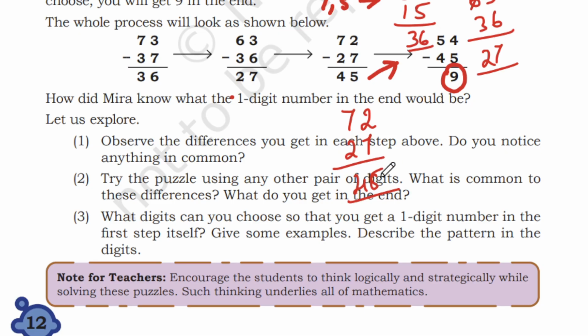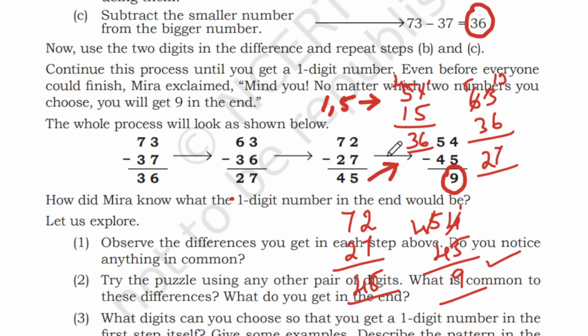So again you need to make two digit numbers using 4 and 5. The biggest number is 54 and the smallest number is 45. So 54 minus 45 is 9. So we are getting this digit 9. So you can try using different digits, students. The thing is, in the end it will be a one digit number, 9. You can try with 2 and 4, 5 and 8, any numbers, and see whether you are getting 9 as the end digit. Okay.